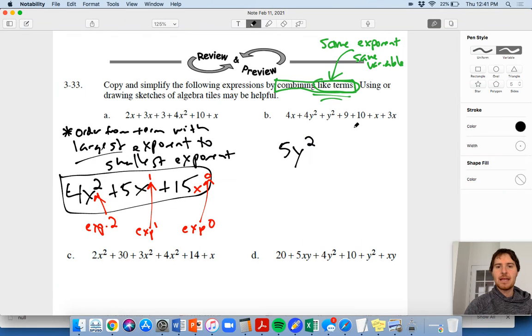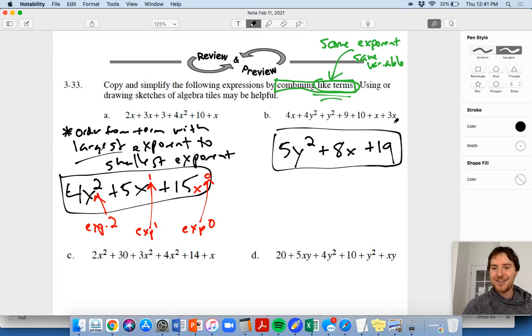And then I have 8x, so I'll do plus 8x. And then here I got plus 19, okay? And that's the simplest way that I can write that expression, this long polynomial, right? So many terms added together, we can combine those. We have 4x's, we have another 3x's, that's 7x. We have another 1x there, that's 8x, right?